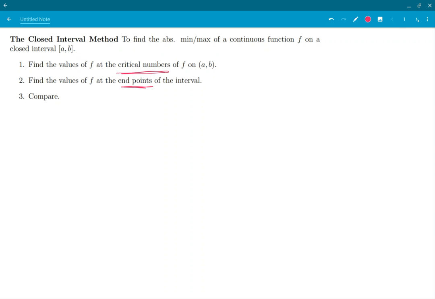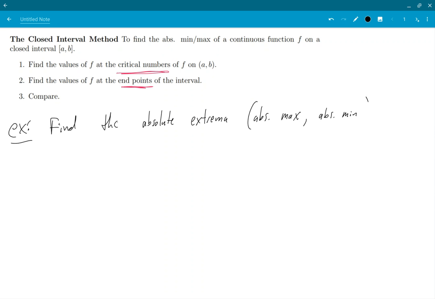Okie dokie. So let's do an example. Find the absolute extrema. Okay, this is just a fancy way of saying abs max, absolute min of f of x is equal to 2x minus 1 to the third root of x. And f is awful. F of x.